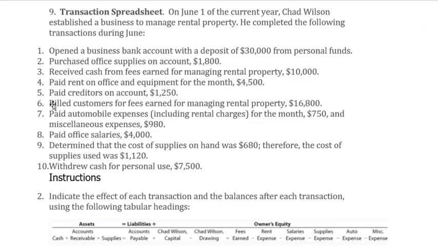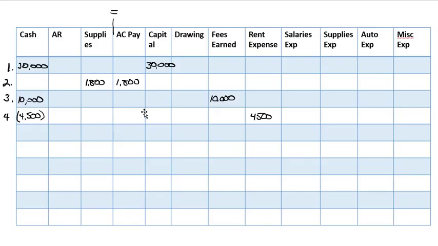For 5, we paid creditors on account, $1,250. So we paid, which means cash is going to go down $1,250, and we decreased what we owed. We decreased our payable by $1,250. That would also go down.